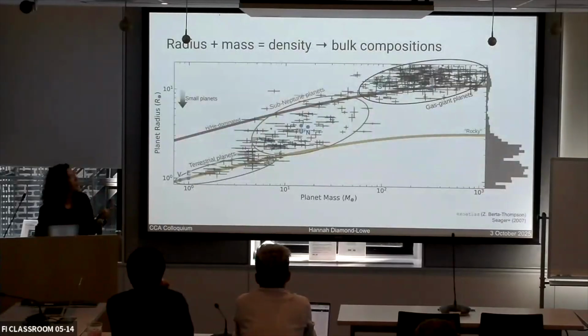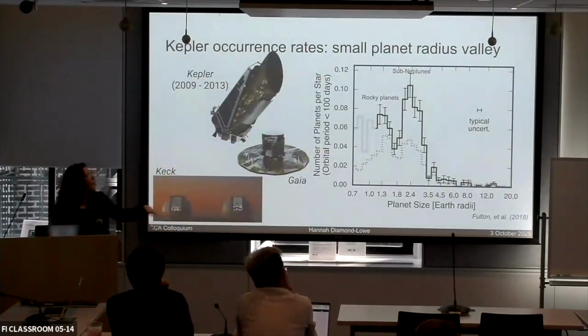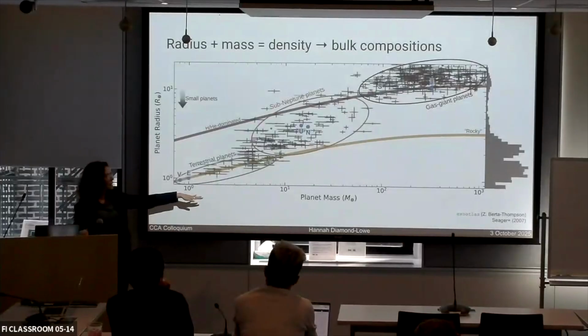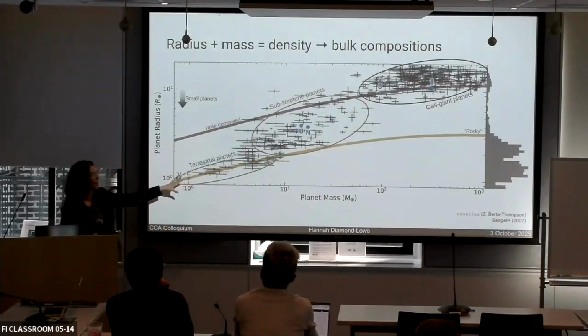But now we want to go a little bit further. So radius, right? So these are the Kepler radii. We put radius now on the y-axis as a function of planet mass. We get a little more of a sparser population around these small planets. And why is that happening?